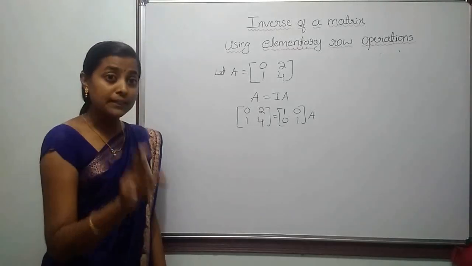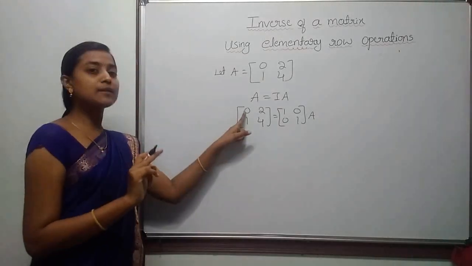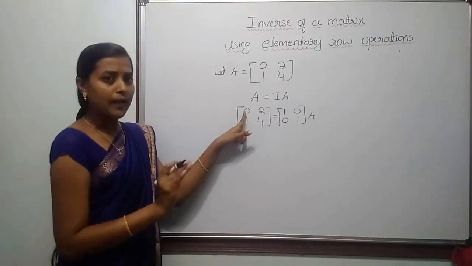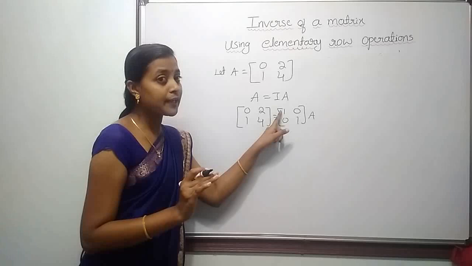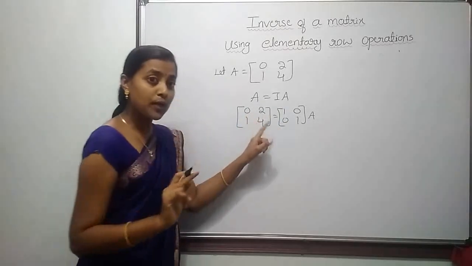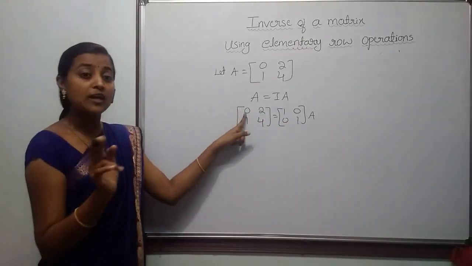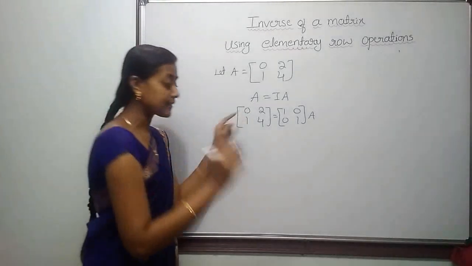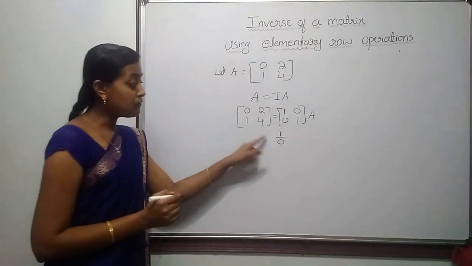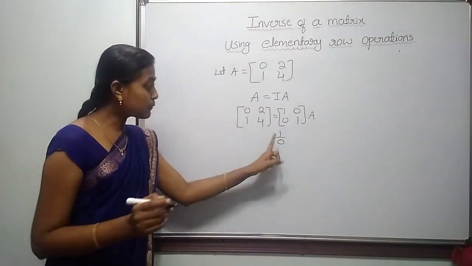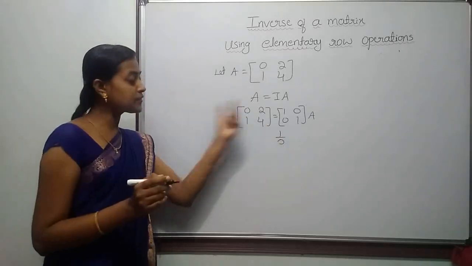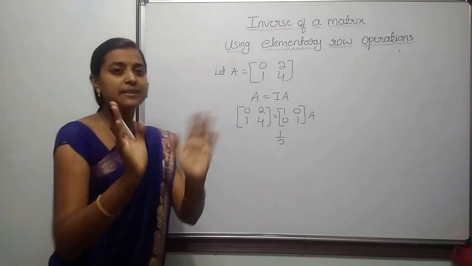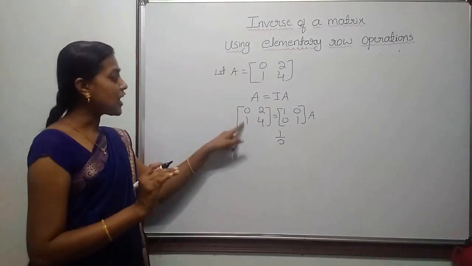As I said, the method is to first reduce the first element to 1. To reduce an element to 1, we know that we have to multiply that particular row by the reciprocal of the value of the element which has to be made 1. Here the first element is 0. Its reciprocal is 1 by 0, which is not defined. Then we cannot multiply the reciprocal of 0 to this row. Then how can you reduce the element to 1? It is very easy. Just interchange R1 and R2.